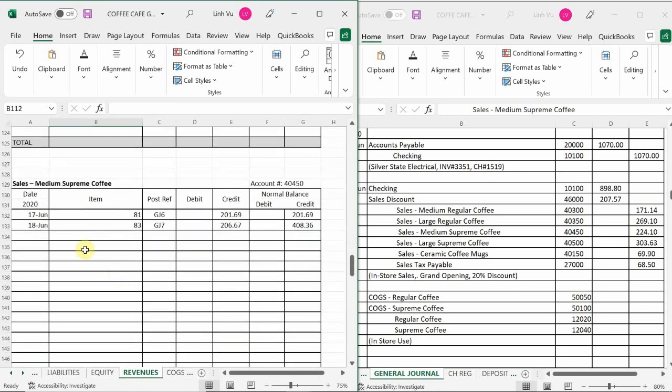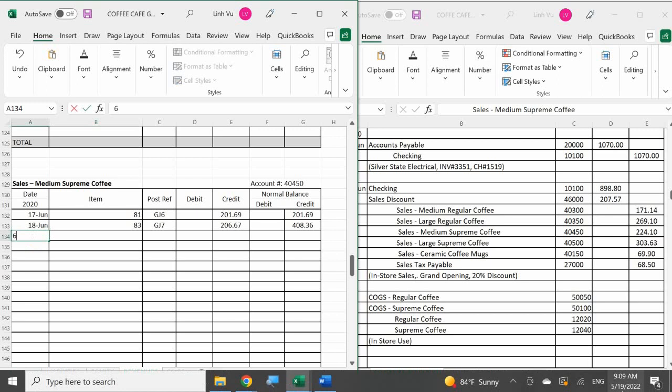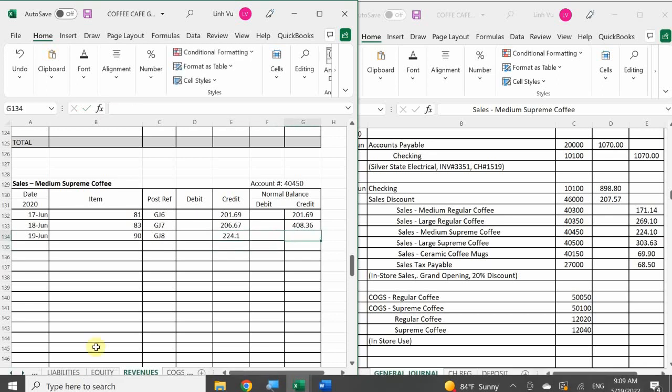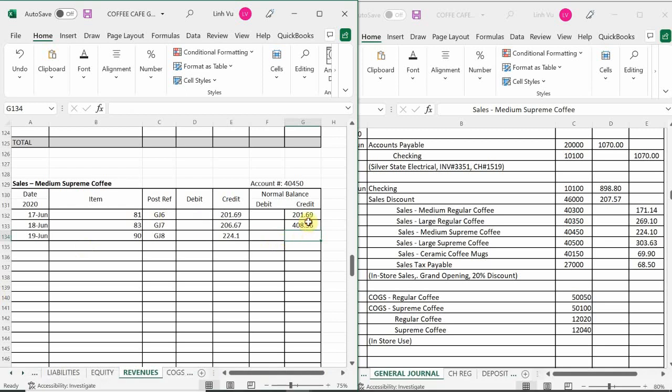Next I have is my medium supreme coffee. I sold 90 cups for a total of $224.10. Okay, which gave me an account balance of $632.46.